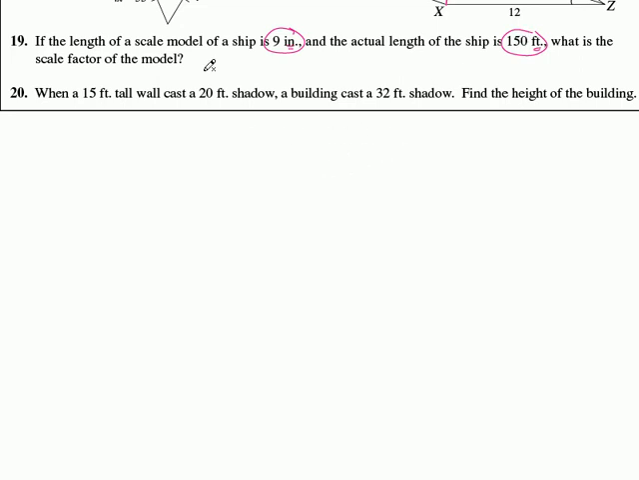1,800 inches, right? So watch. The scale model is 9 inches to what? 1,800 what? Inches. I can't compare 9 inches to 150 feet. I can't get a scale factor like that. Look what happens to the inches. They cancel out. Scale factor doesn't have any dimensions to it, right?